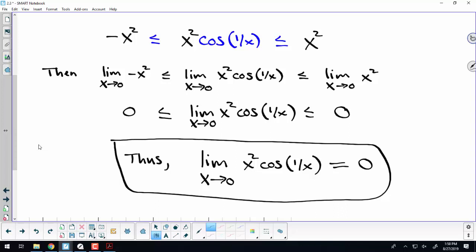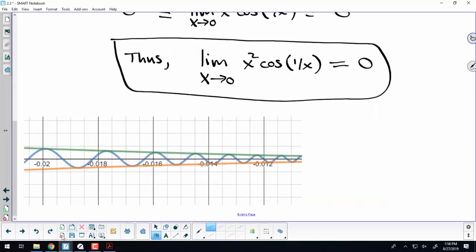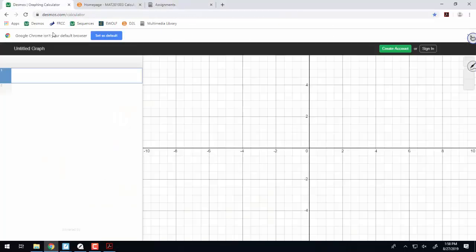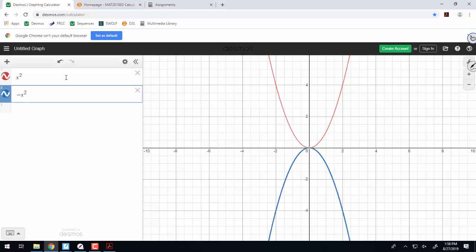Does anyone have any questions? I think we have one more. Okay. Here, let's get a broader picture of that. So we have x squared, we have negative x squared, we have x squared.